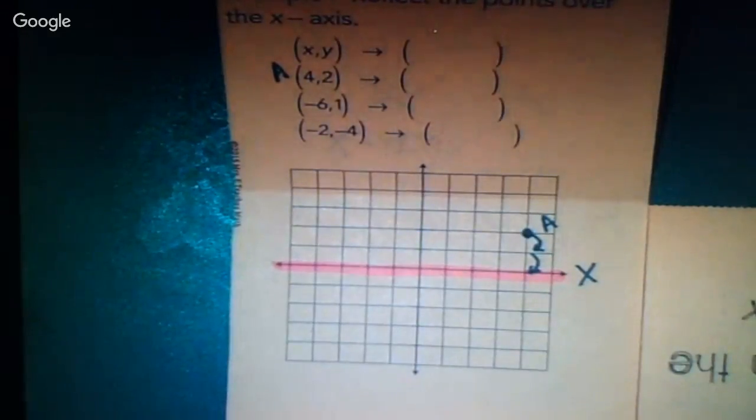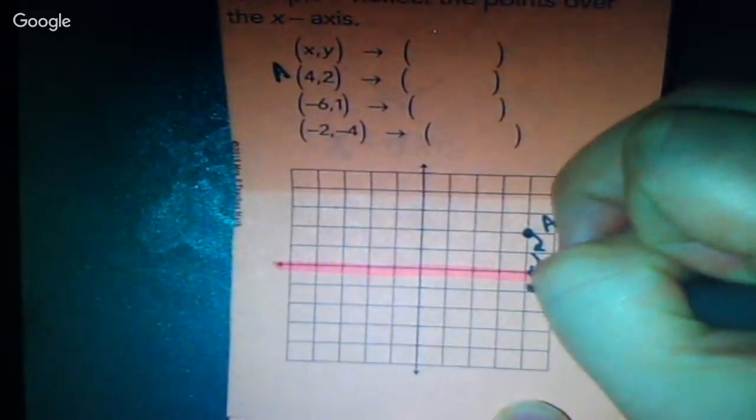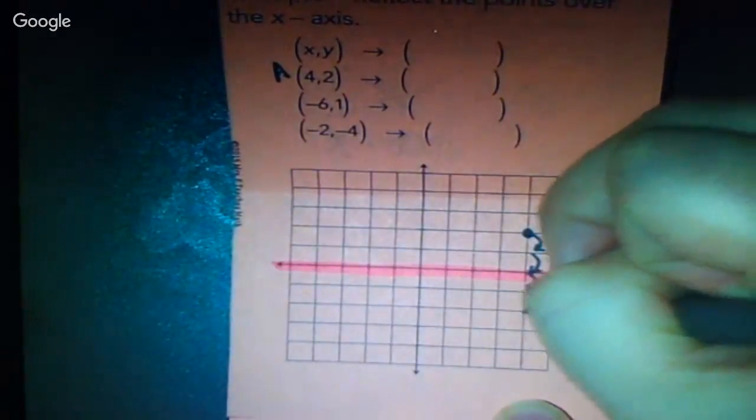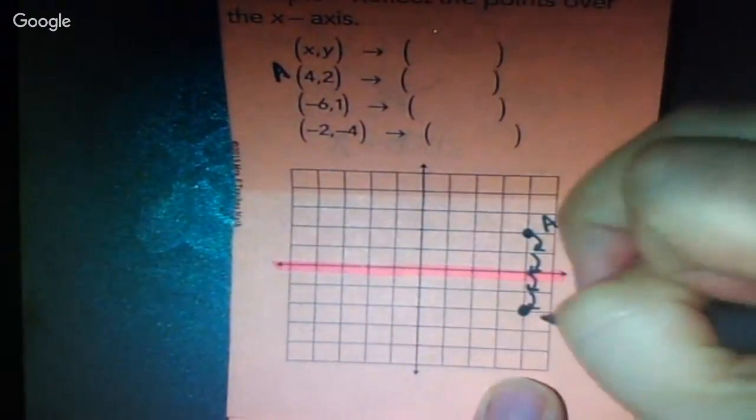Okay, so we need to go the same distance. So from this point, I should go another 1, 2 spaces. And here is my new point. So we'll call this A prime because 1 transformation has happened. We have reflected.